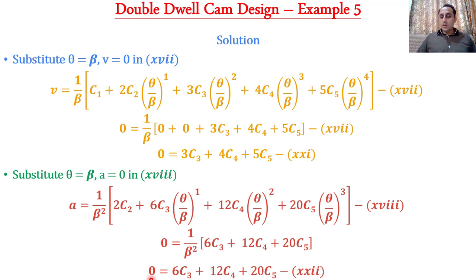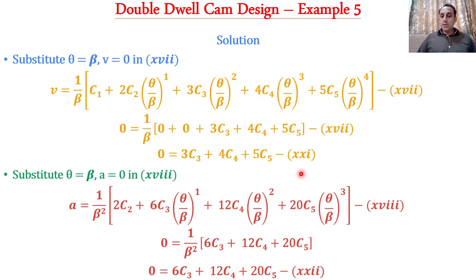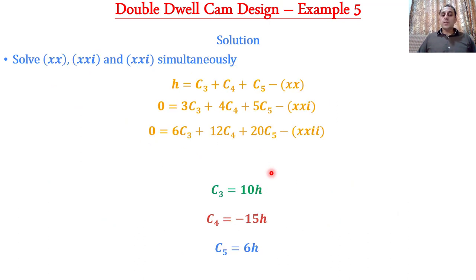So now we have three equations and three unknowns. Which are these equations? Equations number 20, 21 and 22. And what are the unknowns? C3, C4 and C5. We can solve those equations simultaneously to get the values of C3, C4, C5. When we do so, C3 is equal to 10H, C4 is equal to minus 15H and C5 is equal to 6H.